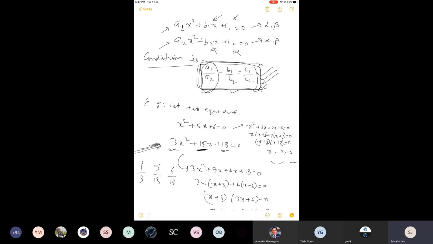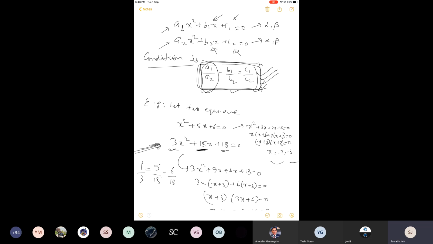What do you observe? All three are equal. 5 by 15 is also 1 by 3. 6 by 18 is also 1 by 3. So that is why, without actually finding the roots, I can say that both the equations will have both roots common. This is the meaning of this condition. Okay, very easy to use. Whenever they say that two equations have both roots common, just use this result and you will get the answer.